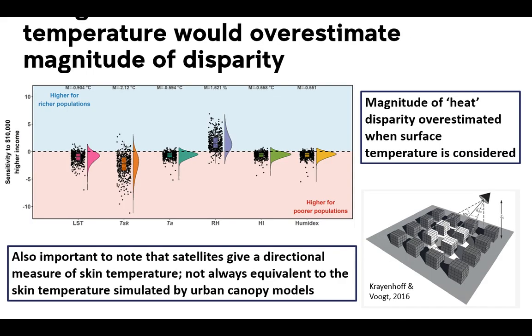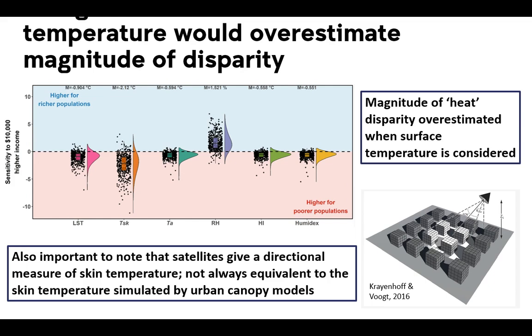However, that's only true for the magnitude of disparity, not for the direction of the disparity. When you look at the magnitude of the disparity, you can see that for land surface temperature, and the magnitude here is given by the slopes of linear models against, say, income or fraction of white population or black population, what we generally see is that LST variability against income is more than double that for air temperature, humidex, and heat index.